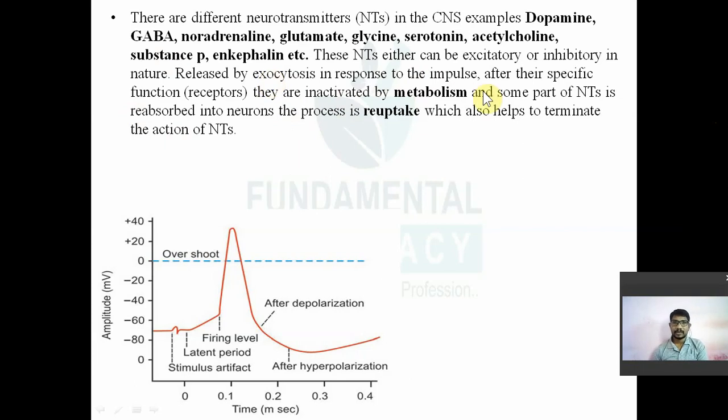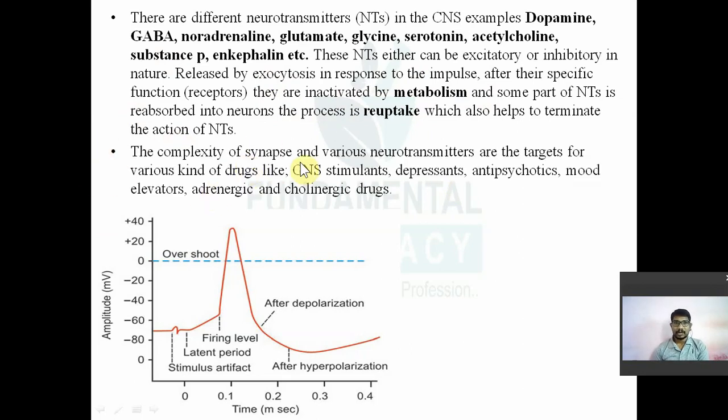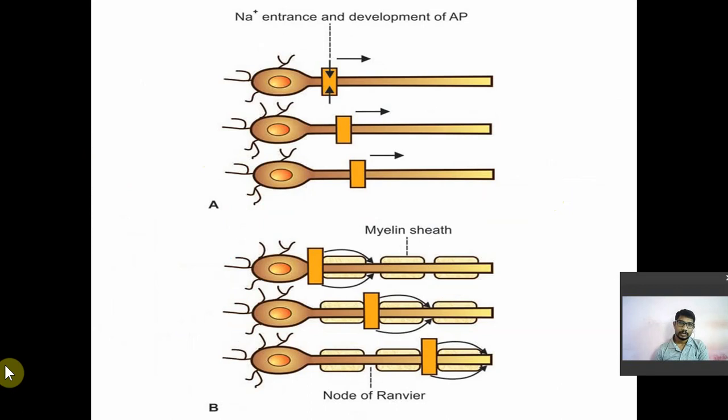After release, they interact with the receptor on the postsynaptic neuron, and some part of the neurotransmitter will be metabolized or inactivated by metabolizing enzyme, and some part will be taken back into the presynaptic neuron. That is known as the reuptake process, to terminate the action of the neurotransmitter. The complexity of synapse and various neurotransmitters are targets for various kinds of drugs like CNS stimulants, depressants, antipsychotics, mood elevators, adrenergic, and cholinergic. Okay, you can see over here again.